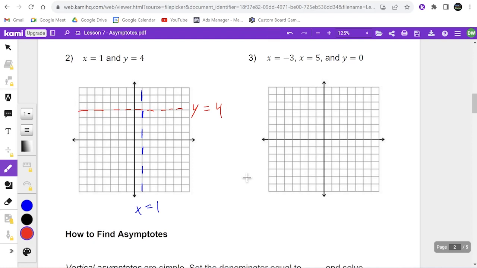Now for number 3, with those 3 asymptotes, go ahead and try it yourself. I'll give you about 30 seconds to do that. If you're watching the recording, just pause the video. And time's up. It's okay if you didn't finish.